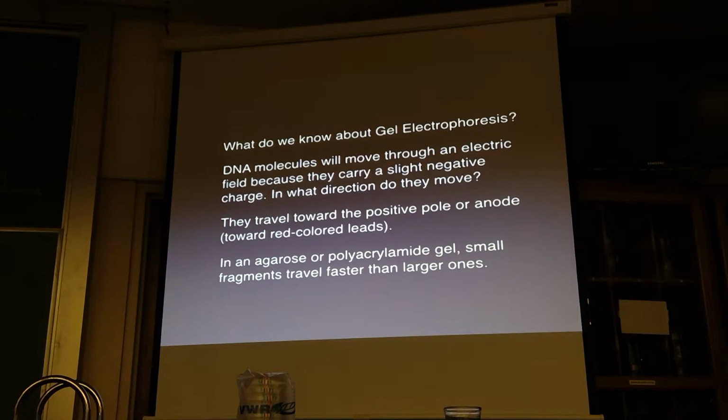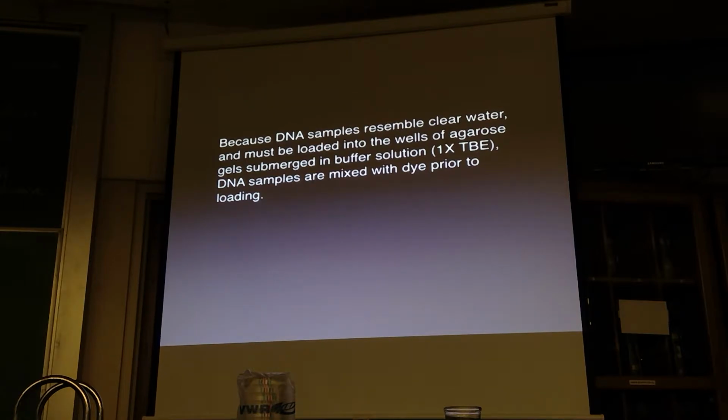So the gels we were using were agarose, but electrophoresis can also be run in polyacrylamide gel. And whether it's polyacrylamide or agarose, the little pieces of DNA will travel faster because they can get through a kind of mesh-like background. Littler ones will travel faster, so they'll go further.